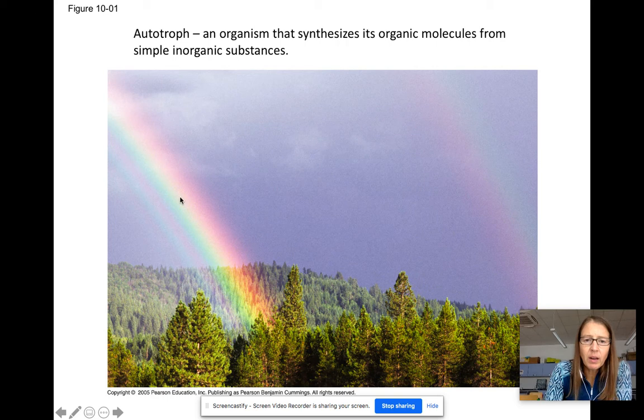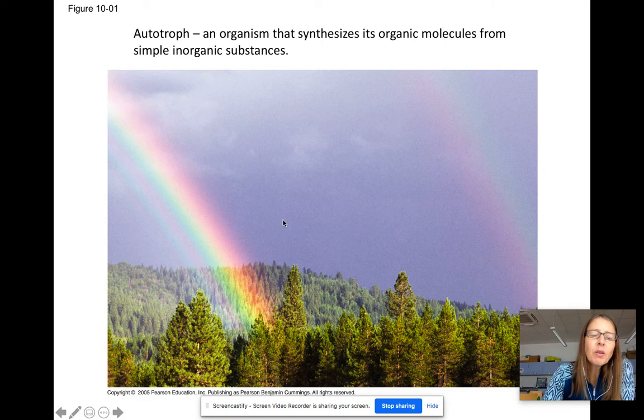And we generally think about plants as being autotrophs. There are some chemoautotrophs that live in places like deep sea vents that can use chemical energy instead of sunlight energy. But for the most part, the autotrophs that we think of are ones that can photosynthesize. So the definition of autotroph is that it's synthesizing organic molecules, its food, from inorganic substances. In this case, carbon dioxide and water.